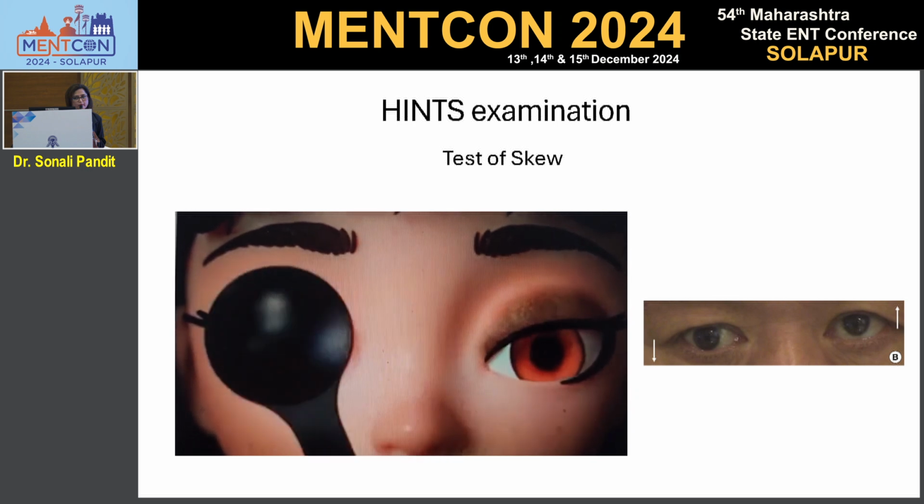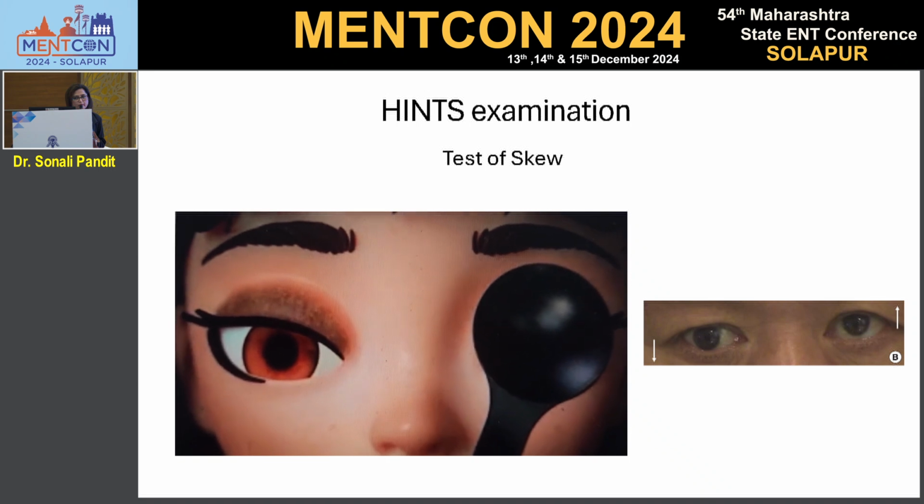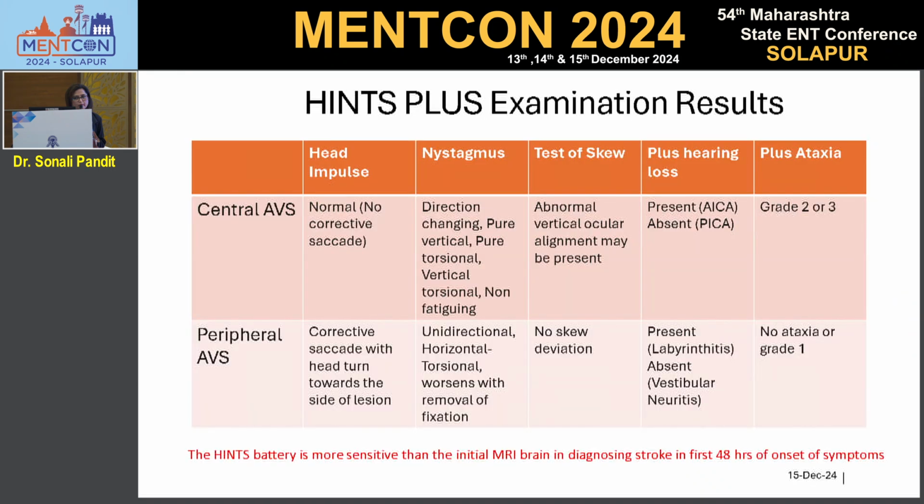Horizontal misalignment is commonly seen, but not the vertical one. So if you happen to see skew deviation, which is extremely rare to see, that goes more in favor of stroke. Now HINTS plus examination.